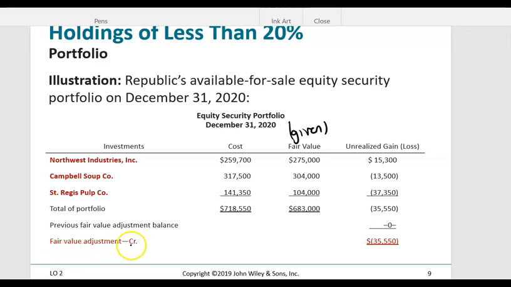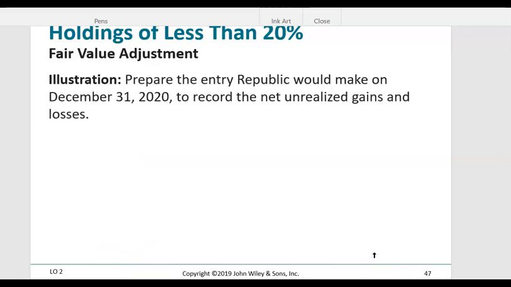We're given the fact that the fair value adjustment account has a balance of 0, so we know that we need to record a fair value adjustment just like we did with our available for sale securities and our trading debt securities. Fair value adjustment credit for $35,550. So let's record that entry. Again, I'm going to start with my credit to fair value adjustment for $35,550.